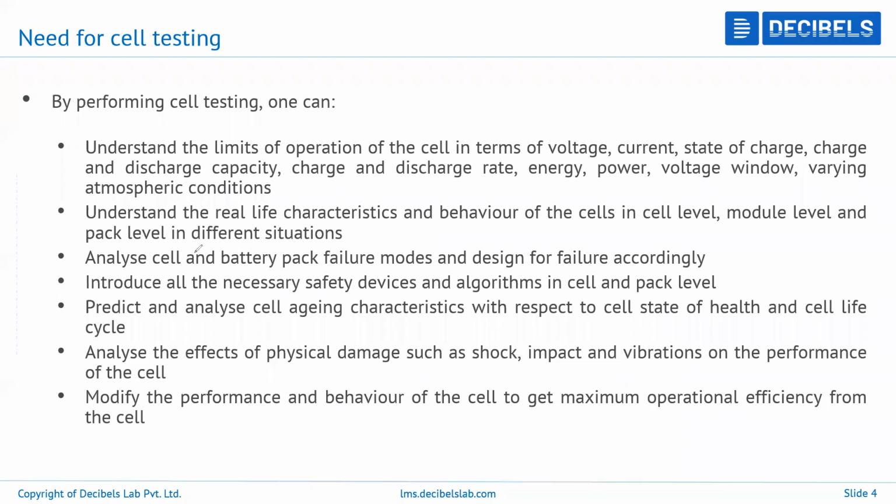Following this, we'd be able to understand the real life characteristics and behavior of the cell at cell level, module level, and pack level. So a battery pack is categorized in three levels. One is cell level, which would be one individual cell. Yeah. And a group of cells would then make a module, and a group of modules would then make a battery pack. So testing would help understand the characteristics and behavior of the cells at the individual level, the module level, and the pack level.